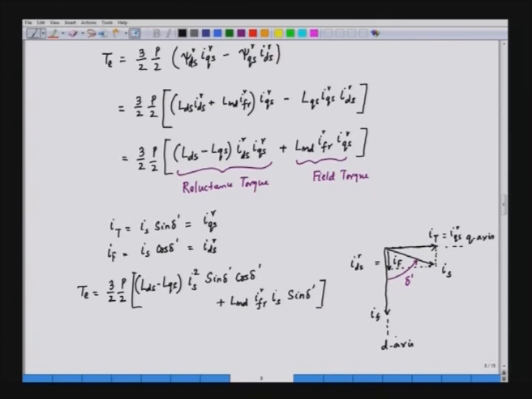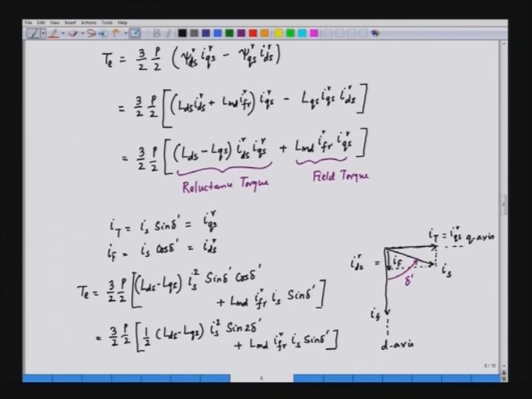Now, we can further simplify this, that is equal to 3 by 2 into P by 2 into half of (LDS minus LQS) into Is square into sine 2 delta prime, plus LMD into IFR in the rotor reference frame into Is into sine of delta prime. So, this is the equation for the torque.